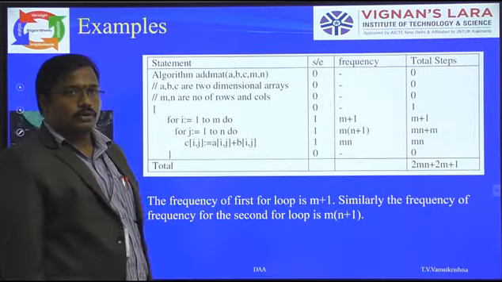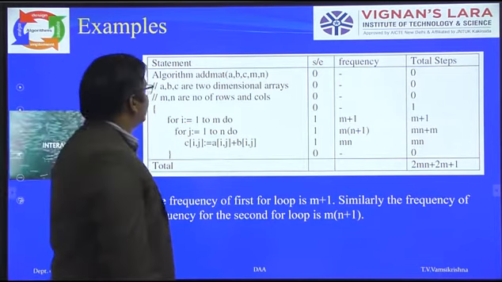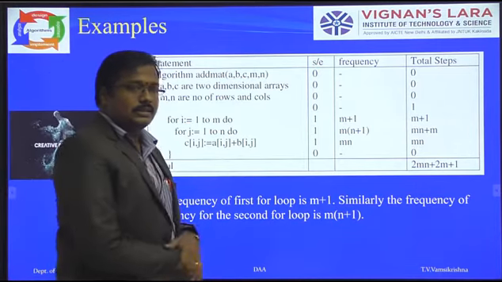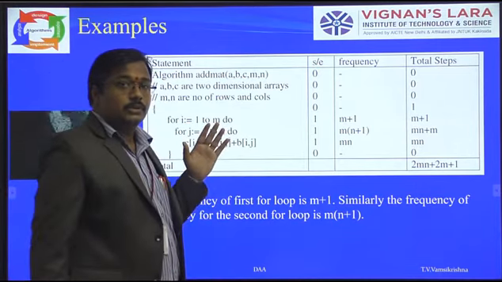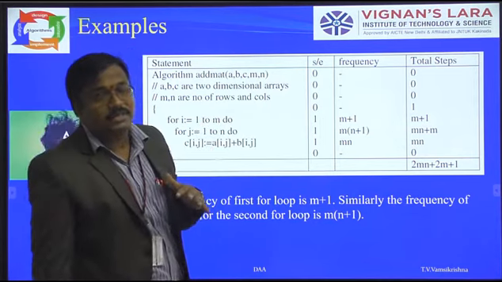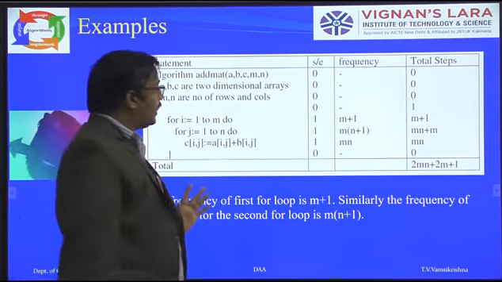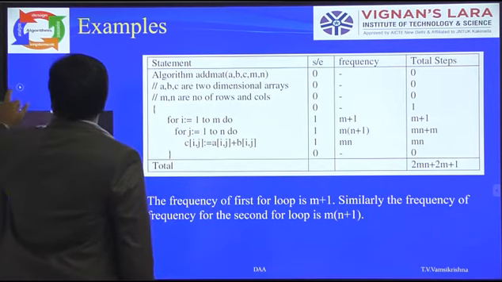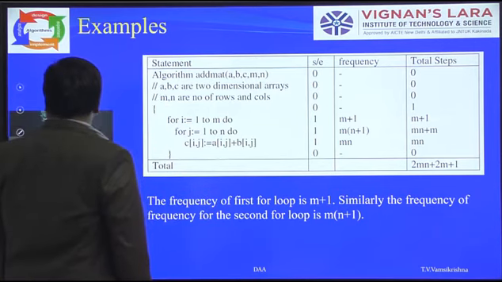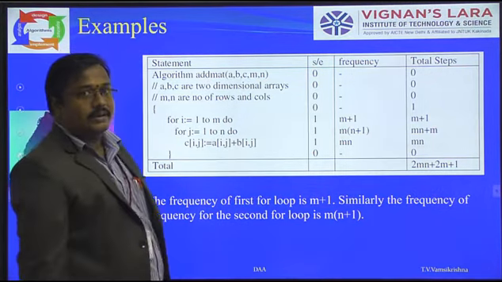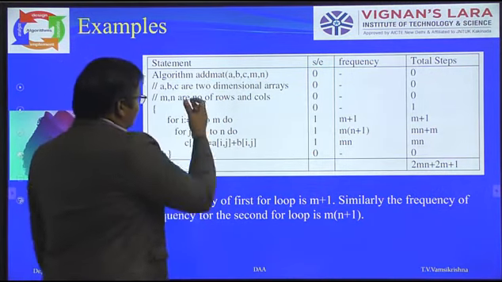So this is one more example, a very important question. Addition of matrices and multiplication of matrices are asked nearly 4 to 5 times. So how do we find the time complexity for addition of 2 different matrices? This is the algorithm.